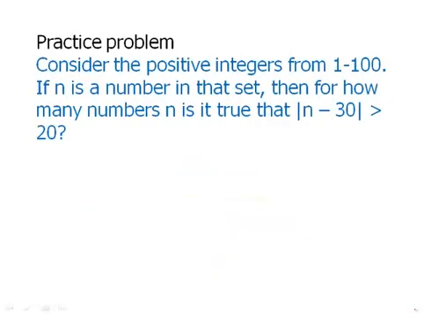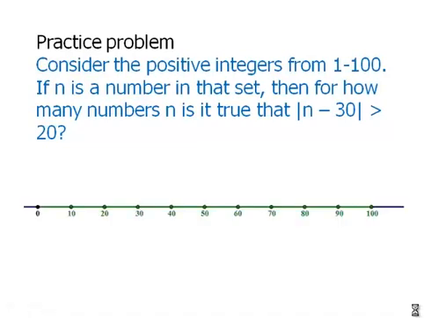Here's a practice problem. Pause the video and then we'll talk about this problem. Consider the positive integers from 1 to 100. So we have 100 integers. If n is a number in that set, then for how many numbers n is it true that the absolute value of n minus 30 is greater than 20?